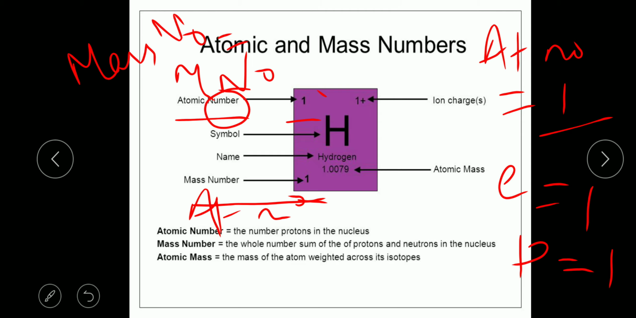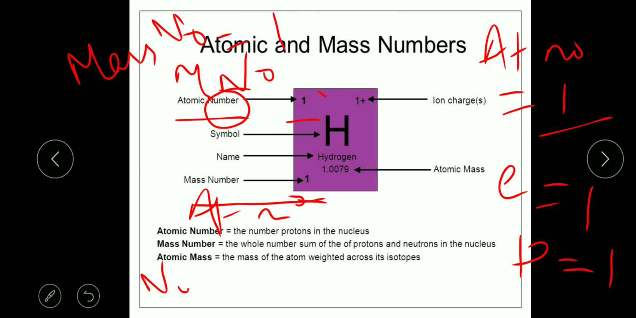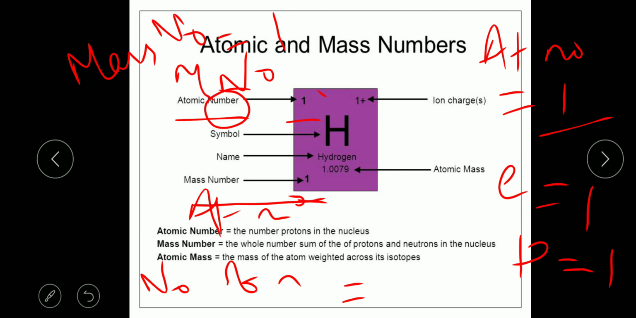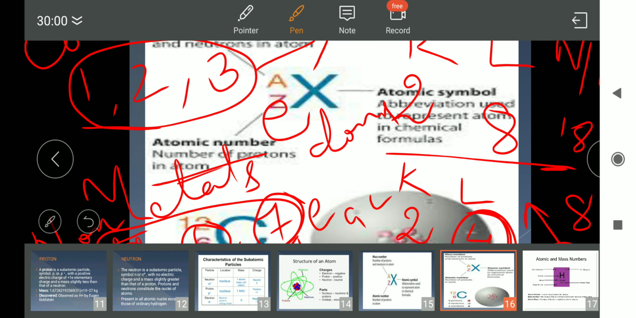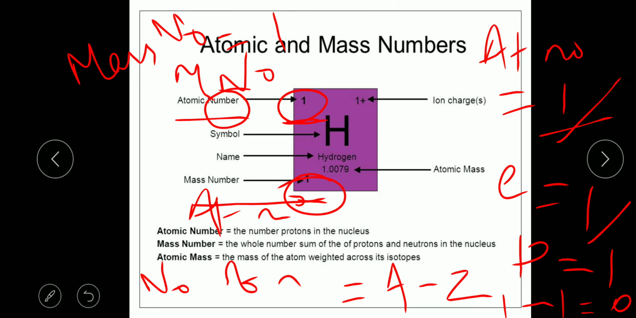So when its mass number is 1, what will be its number of neutrons? Number of neutrons is equal to mass number minus atomic number, that is A minus Z. So mass number is 1, atomic number is 1. So 1 minus 1, how many neutrons does hydrogen have? 0 neutrons. Okay, so the number of electrons in hydrogen is 1, the number of protons is 1, and the number of neutrons is 0.